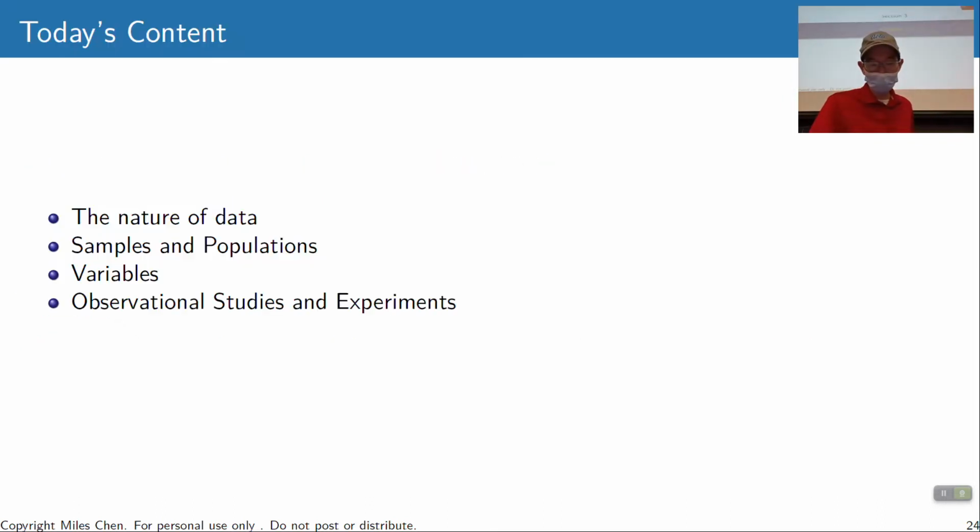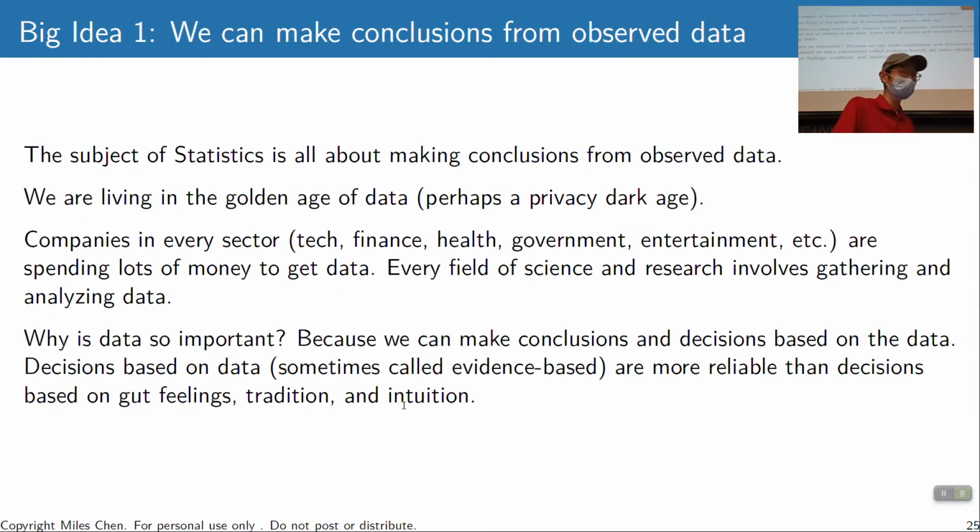So anyway, let's get into chapter 1. All right. So we're going to cover the nature of data, samples and populations, variables, observational studies, and experiments. That's kind of what we're looking at.